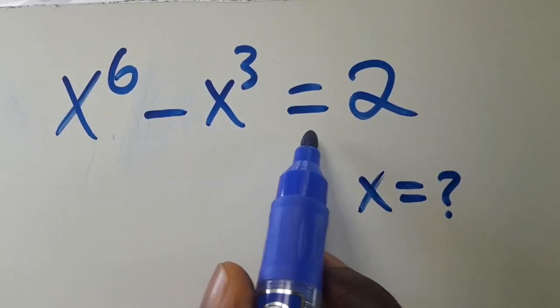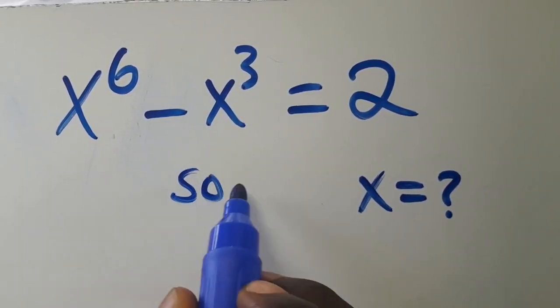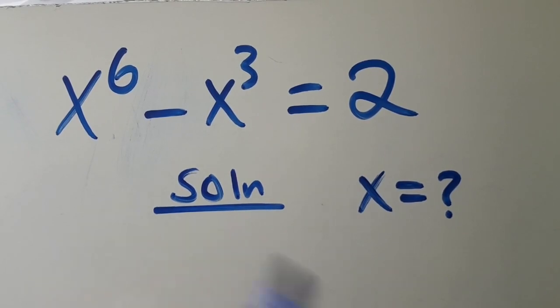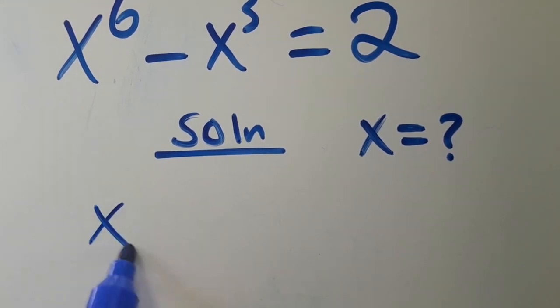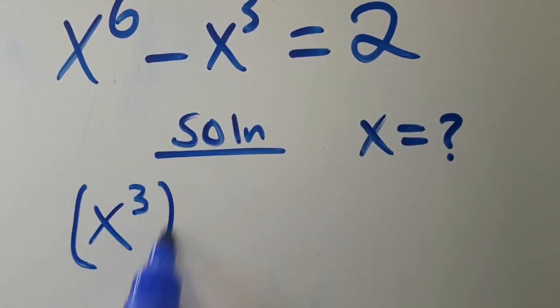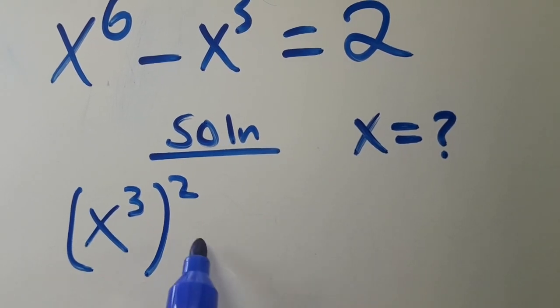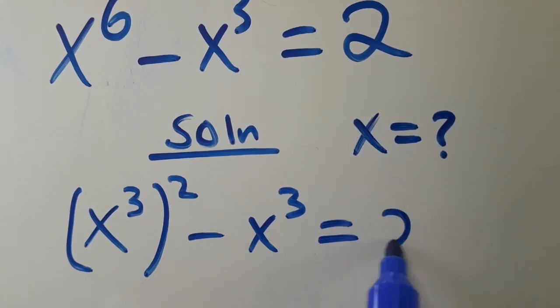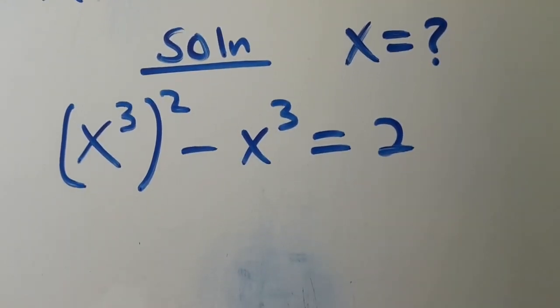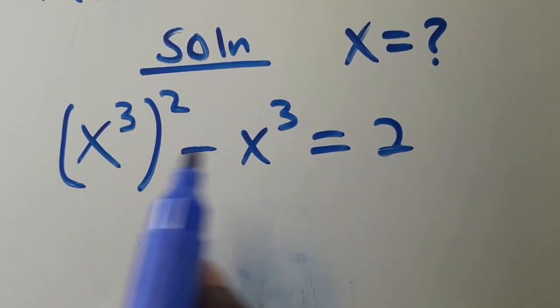x to the power of 3 equals 2. Then from here, we have x to the power of 6. We can have it as x to the power of 3, all in bracket, to the power of 2, then minus x to the power of 3 equals 2. So let's take this to the other side.